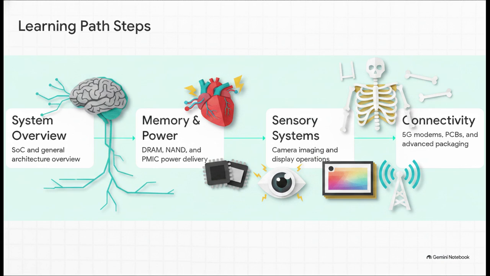Step 2, that's your short-term memory and the heart, pumping blood, or in this case, power to the rest of the body. Step 3 represents the senses, so how the phone actually takes in light through the camera and outputs visuals back to you through the display. And finally, step 4 is the ability to speak and hear via 5G, along with the physical skeleton, the PCB and packaging that literally holds the whole shebang together.